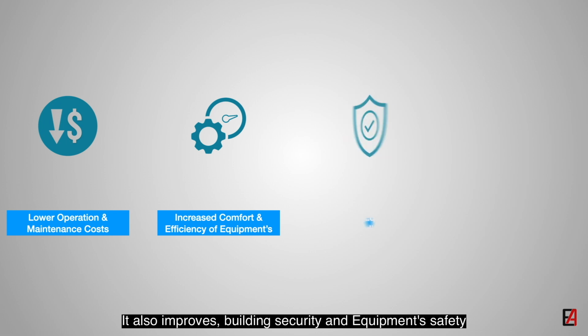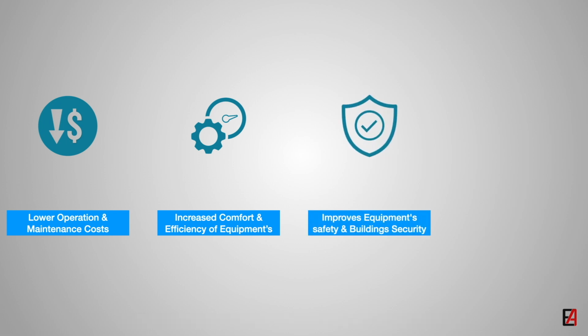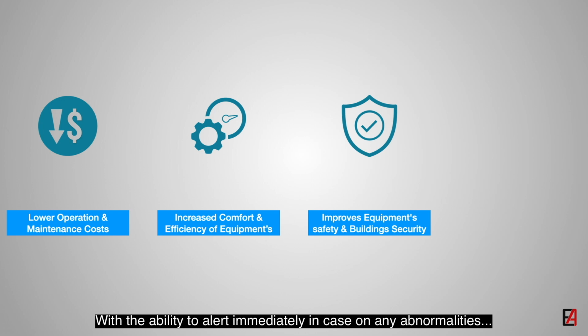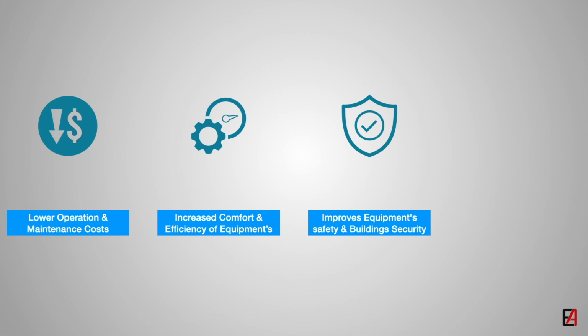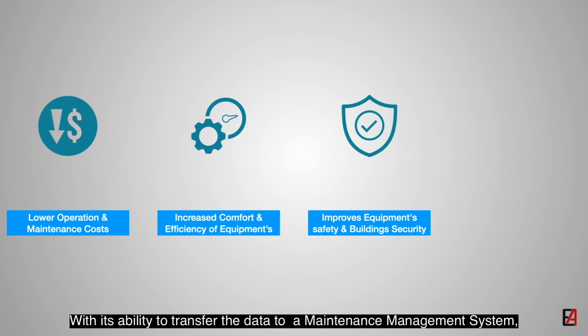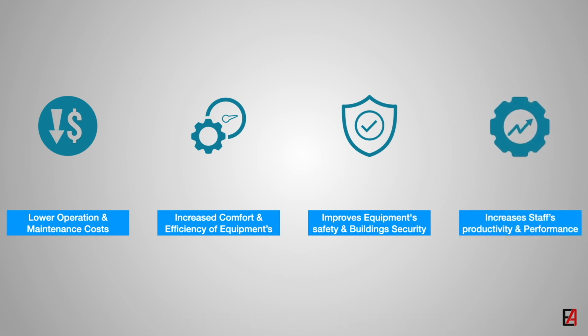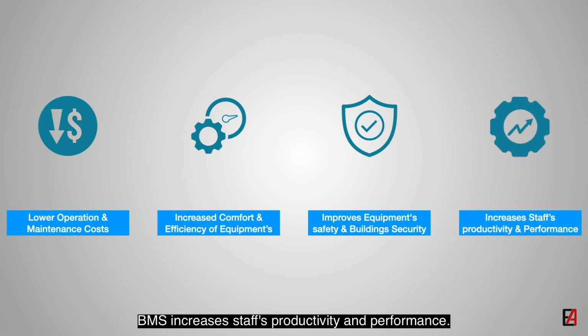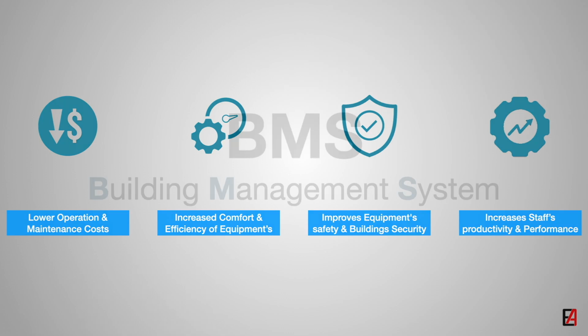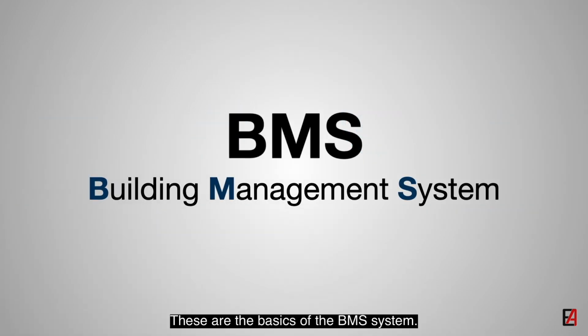It also improves building security and equipment safety. With the ability to alert immediately in case of any abnormalities, BMS improves equipment safety and building security. With its ability to transfer data to a maintenance management system, BMS increases staff productivity and performance. These are the basics of the BMS system.